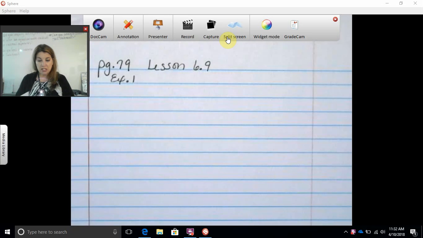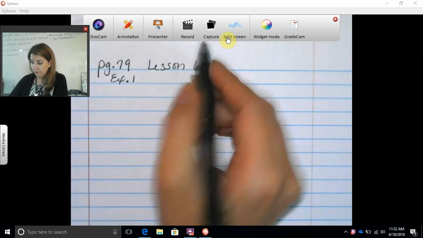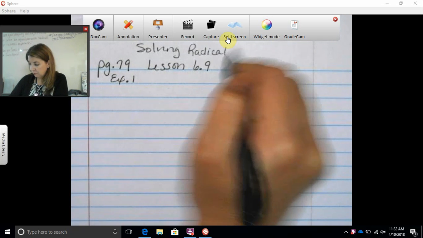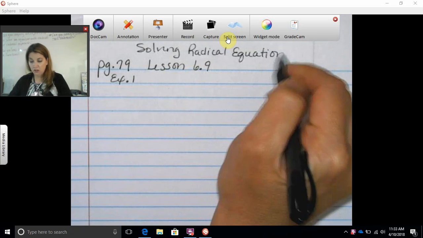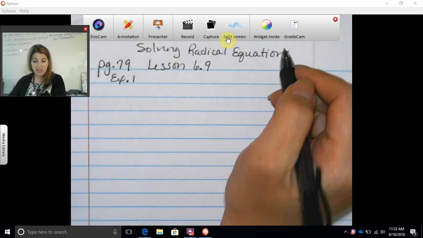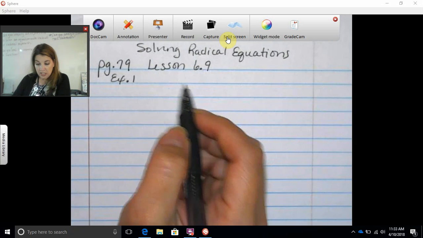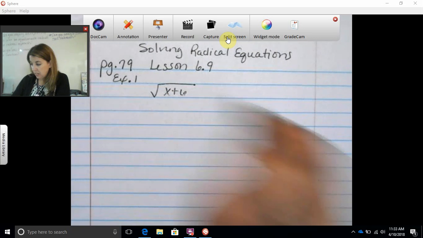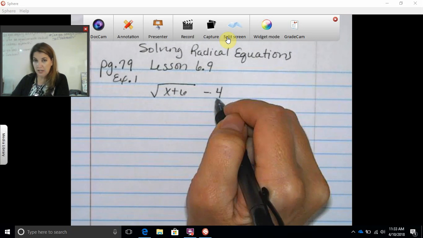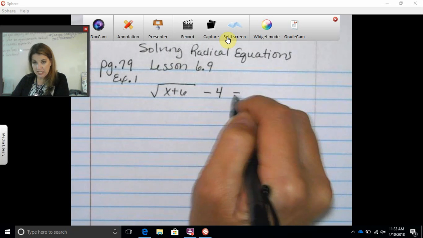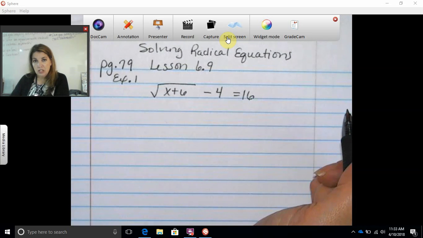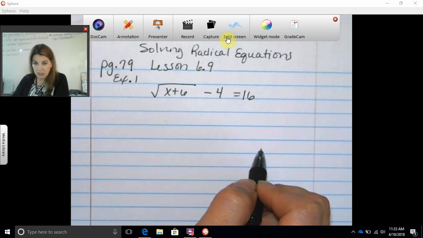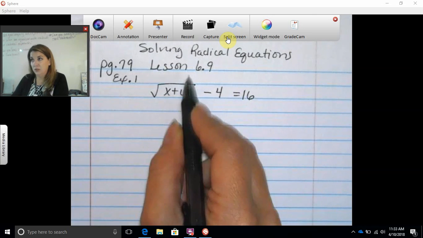Okay? So what we're starting today, these are called solving radical equations. What we were doing in the last several classes was solving rational equations. These are radical equations. So example 1, we have the square root of x plus 6. Then you have a minus 4 that's not under the radical, and it's set equal to 16. So you have a radical equation. Just because you see a radical doesn't make it a radical equation. A radical equation is when you have a variable that's under the radical sign.